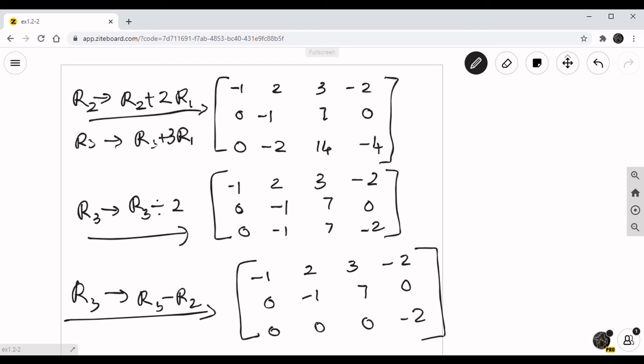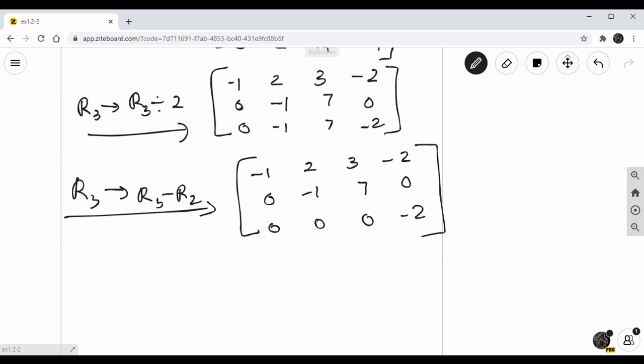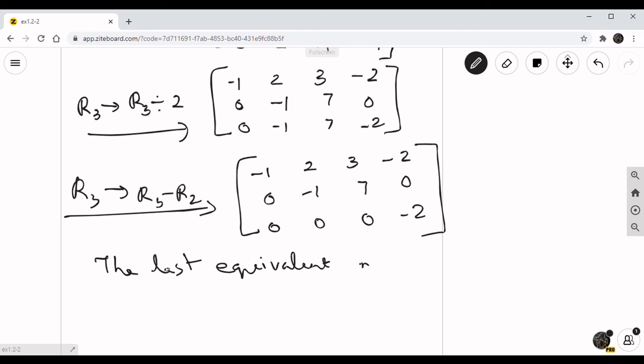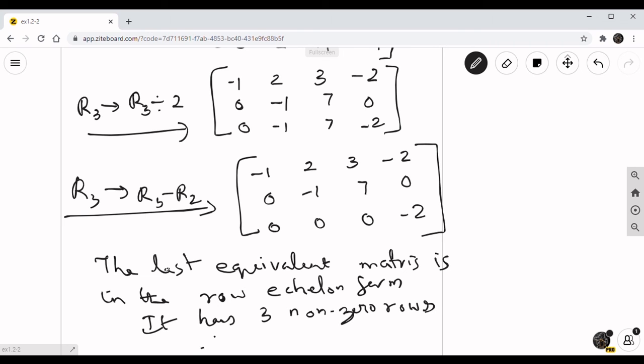The last equivalent matrix is in the row echelon form. It has 3 non-zero rows. That's all we can do. We cannot make the last element of the last row 0. The last equivalent matrix is in the row echelon form. It has 3 non-zero rows. Therefore, the rank of A is equal to 3.